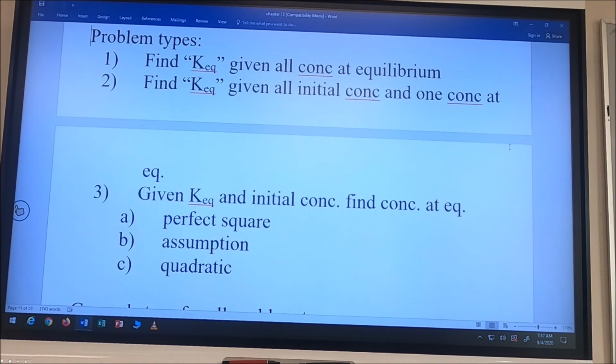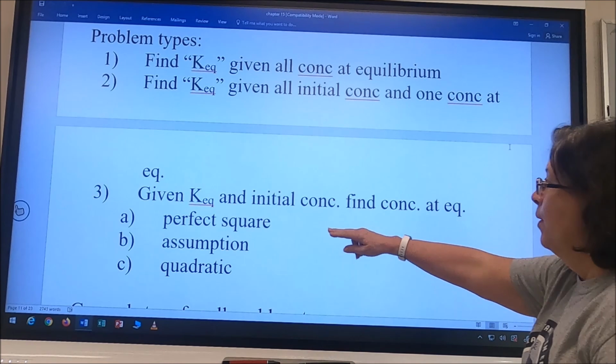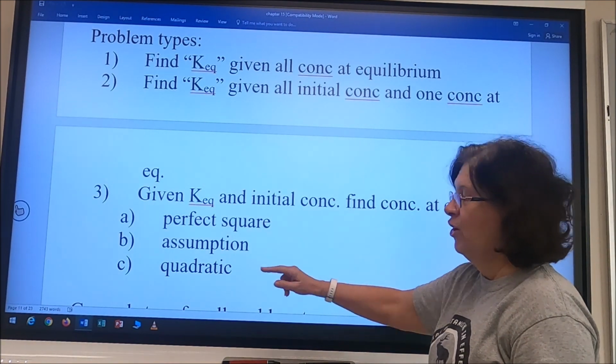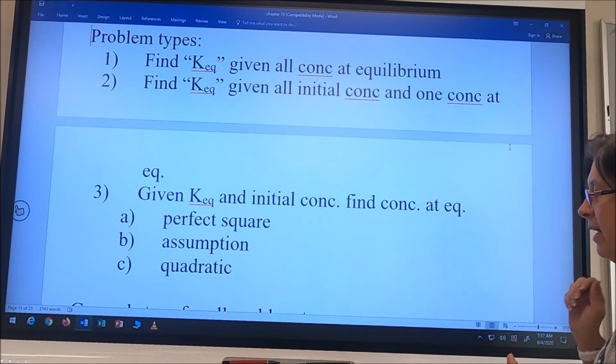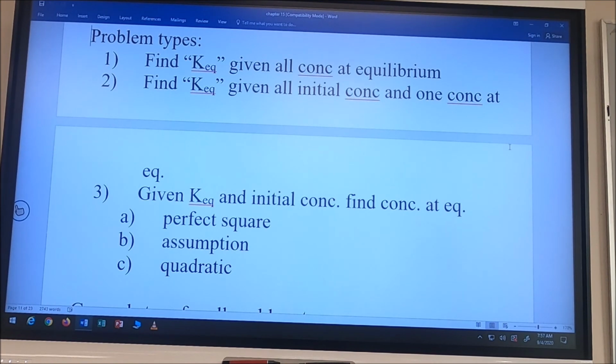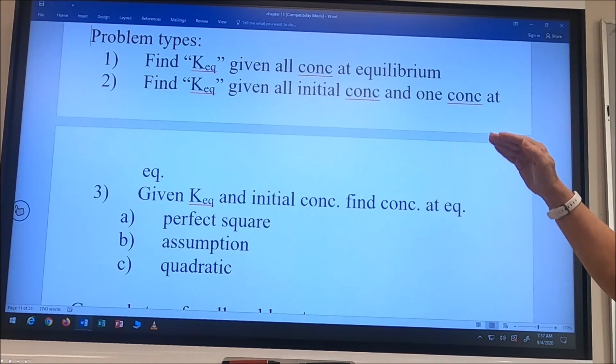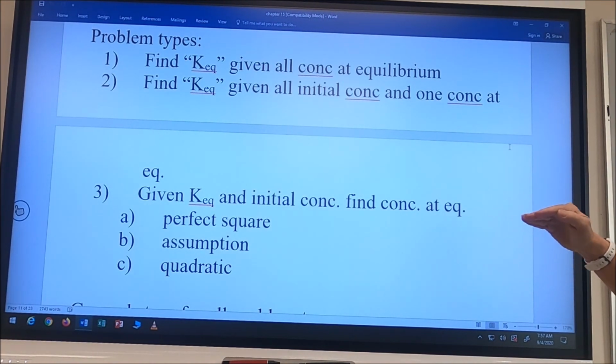The third type is the most critical type for us to understand moving forward, and it's given an equilibrium constant and initial concentrations, find the concentrations at equilibrium. And we're going to look at three ways to solve this kind of problem: a perfect square, an assumption, and the dreaded quadratic. Okay? So we're going to step our way through this, and we're going to look at examples of each one of these problems.